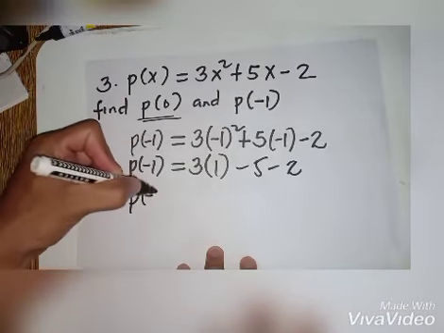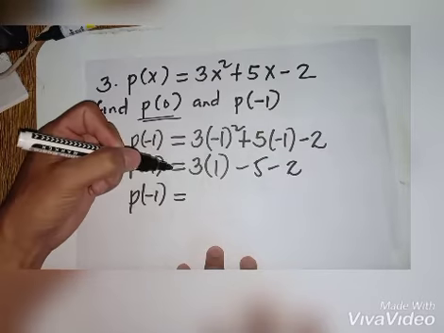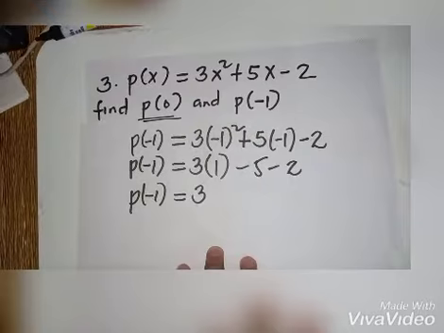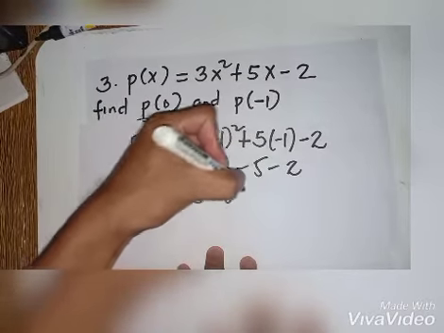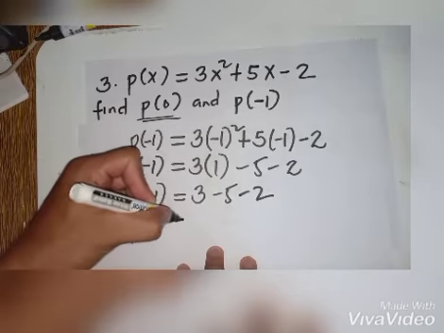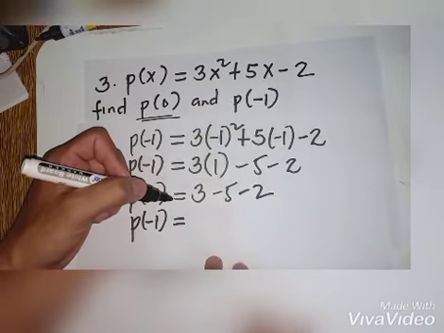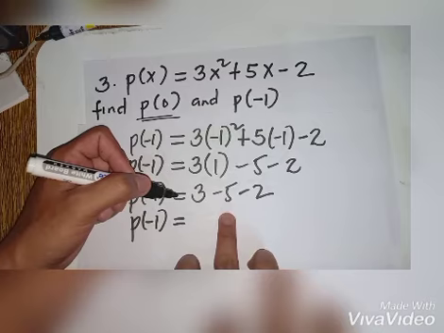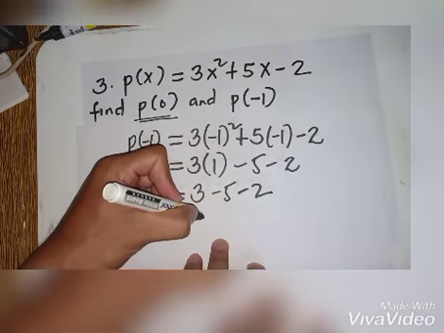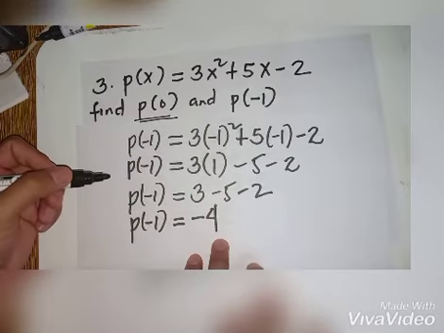So p of negative 1 is equal to 3 minus 5 minus 2. So p of negative 1 is equal to 3 minus 5 is negative 2, minus 2. That will be negative 4.